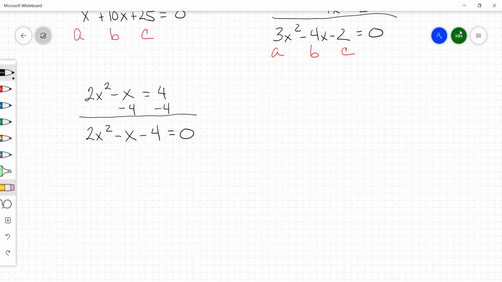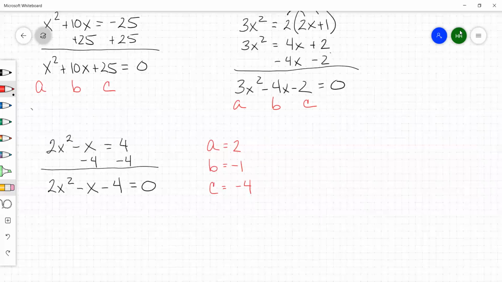So now, the next thing that I would recommend you do is to label your values. Your a is equal to 2. Your b, in this case, is equal to negative 1. And your c is equal to negative 4. And then you can start substituting. So x is equal to the opposite of b. If your b is negative 1, the opposite of b would be positive 1, plus or minus the square root.